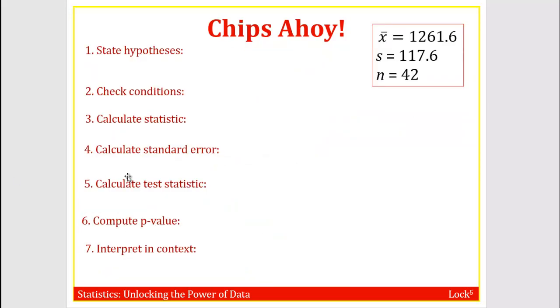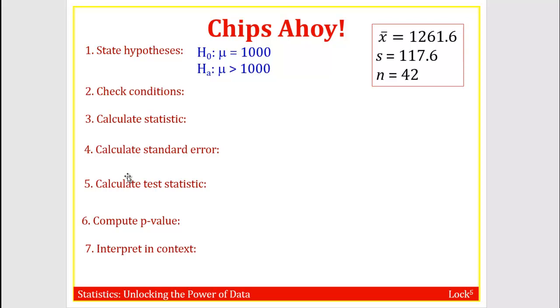To answer this question, we can do a hypothesis test. The first step of our hypothesis test is to state the hypotheses and define the parameters. We're going to define mu as the mean number of chips per bag. In that case, our hypotheses are going to be null hypothesis mu equals 1,000 and alternative hypothesis mu greater than 1,000. Next, we're going to check our conditions.